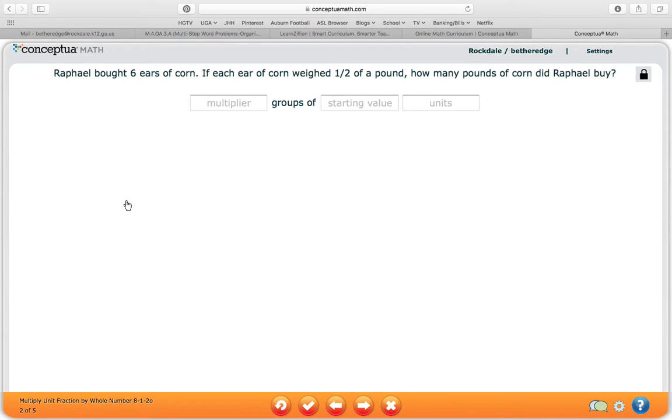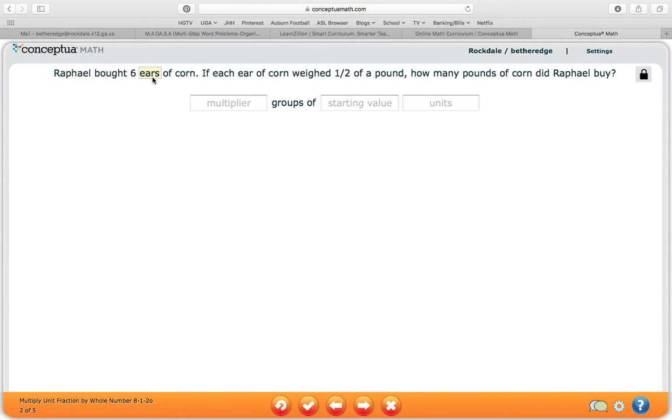All right, so the first thing you're going to see are some word problems. Okay? And then we're going to restate or paraphrase this, kind of restate what the question is asking us. So we're looking for a multiplier, groups of, starting value, and units. For me, it makes sense to start here to the right and work backwards, because it's easiest to find out what our unit is. What's our label? Remember, no naked numbers.